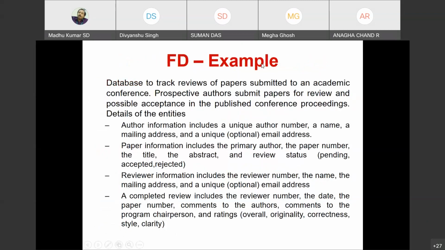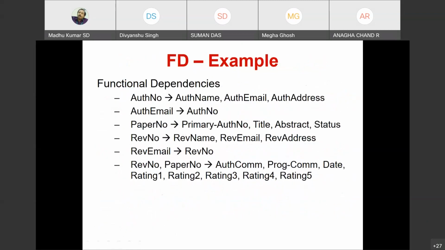Okay, so we have seen different examples for functional dependency. We have also seen full functional dependency and partial functional dependency. A functional dependency X determines Y is said to be full if Y is not dependent on any proper subset of X.